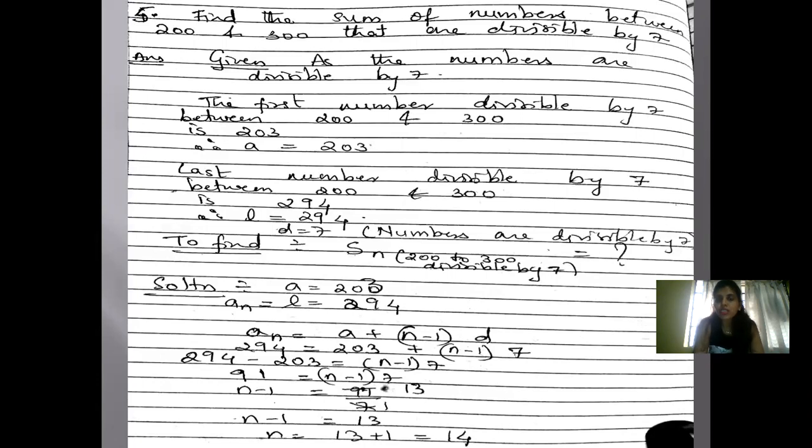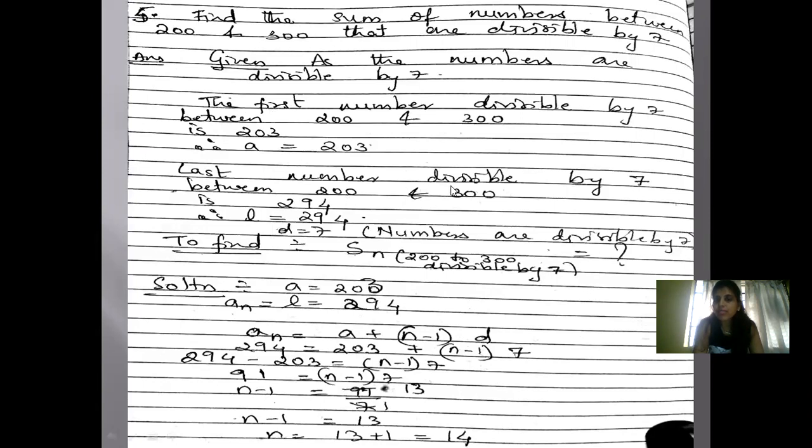Now you can see over here we have taken 203, because if you divide 203 by 7, you will see it is completely divisible. So the first number which is divisible by 7 after 200 is 203, so that is a.